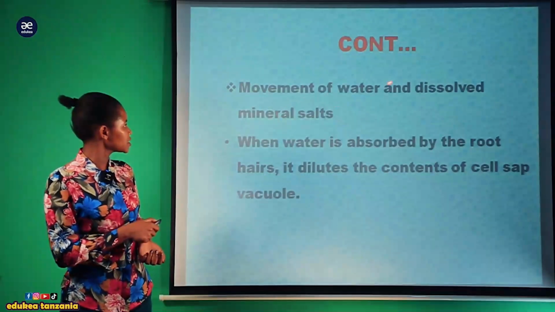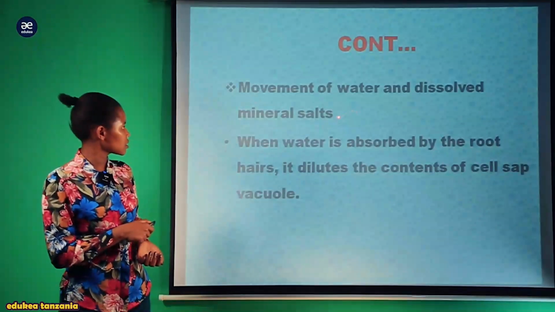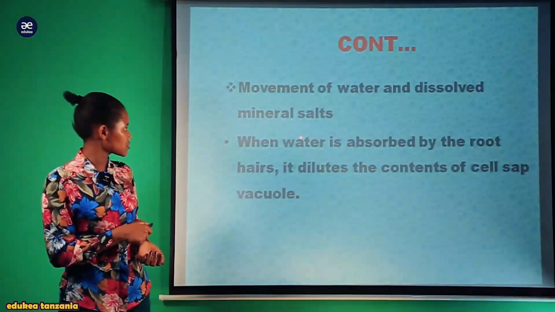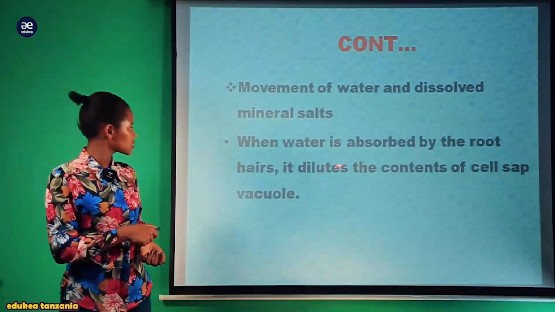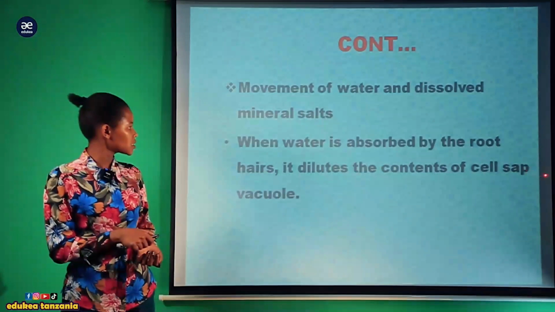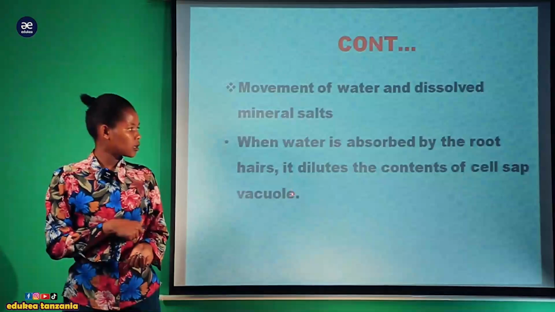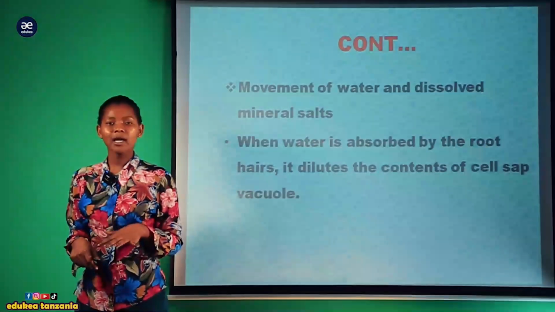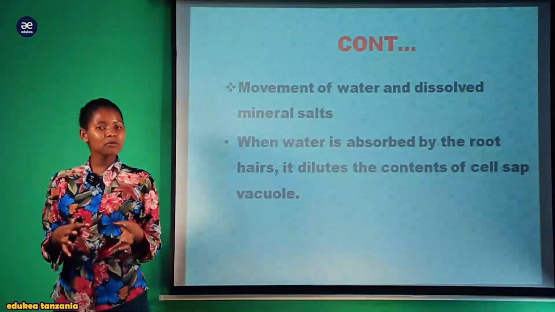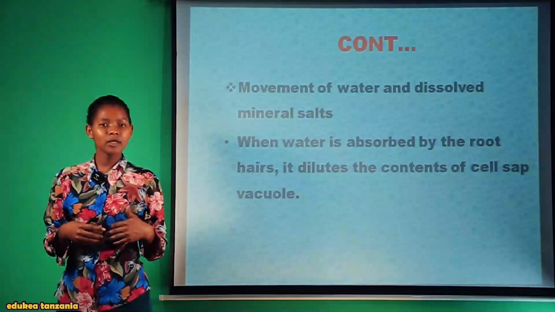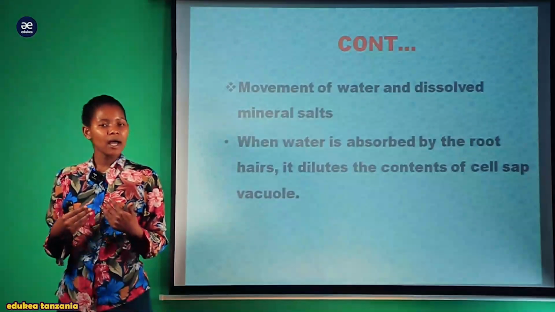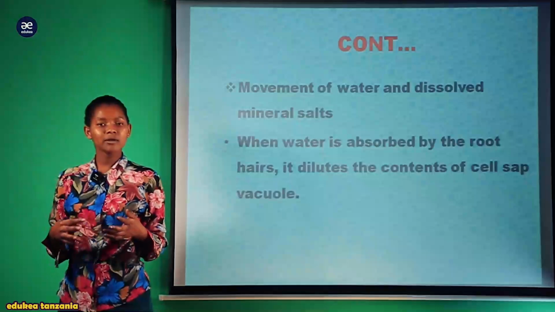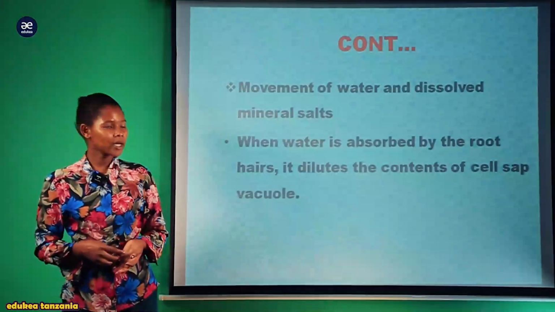And now you can see movement of water and dissolved mineral salts. You can see when water is absorbed by the root hairs, it dilutes the contents of the cell sap or vacuole. Tunaenda kuangalia movement ya hayo maji, then yameshakuwa absorbed, yameingia kwenye root hairs ama kwenye cells. Je, haya maji yanatransportiwaje kwenda kwenye sehemu mbalimbali za plant body?